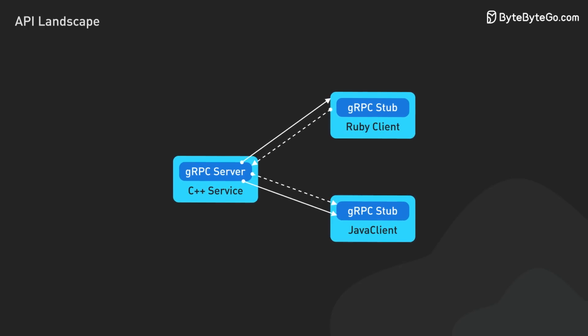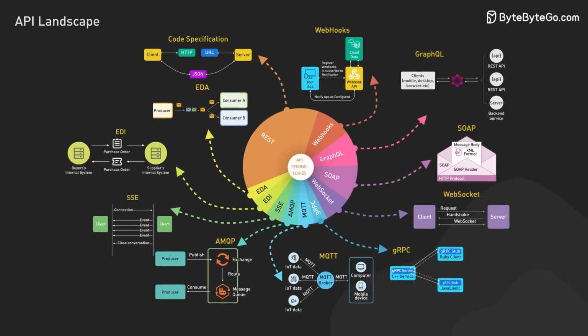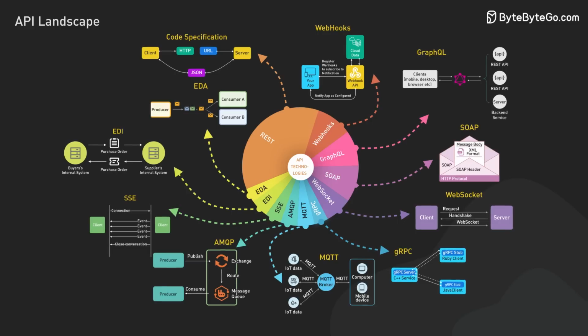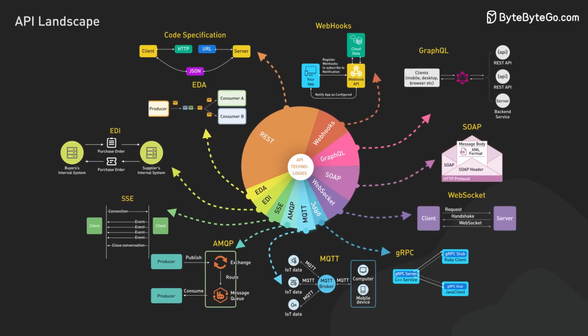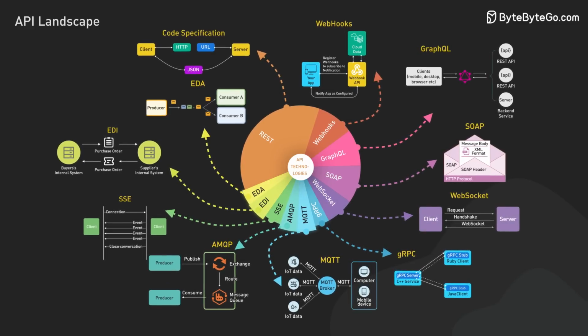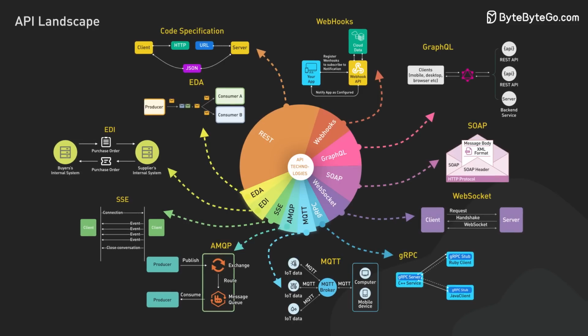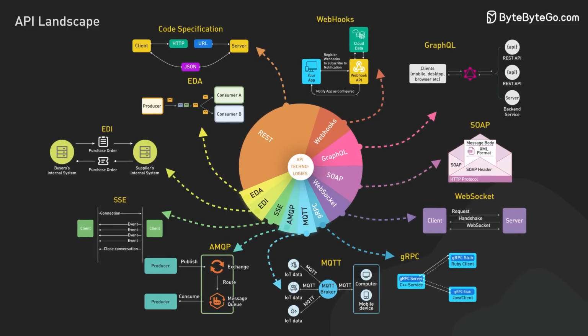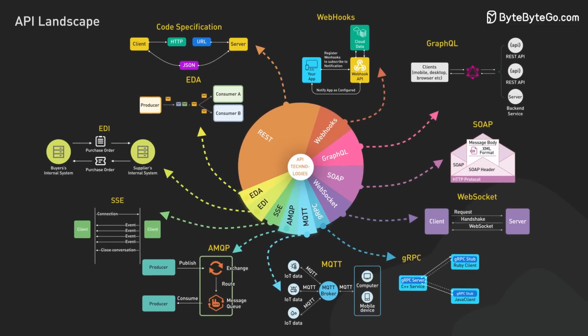the data centers. While we explore some of the key protocols in the API landscape, there are others like MQTT, AMQP, EDI, and EDA, each tailored to specific needs. These alternatives also play important roles across various industries.